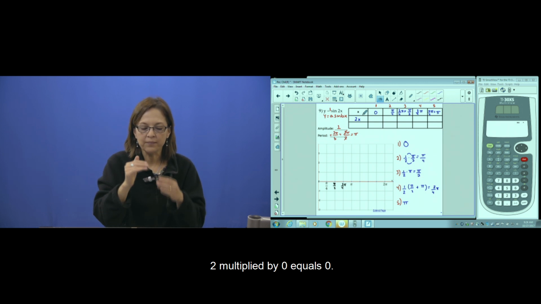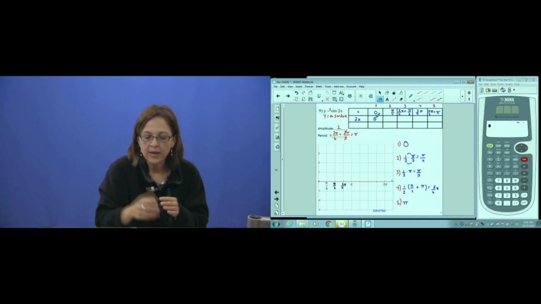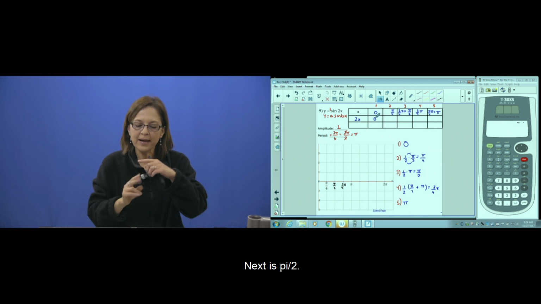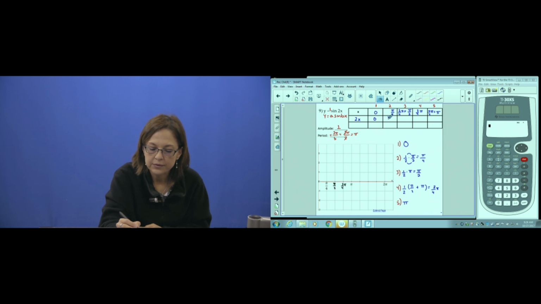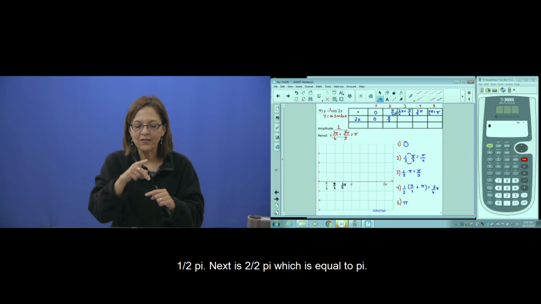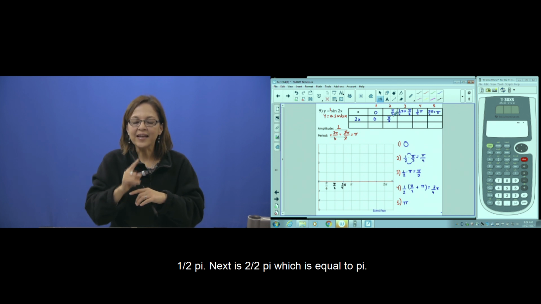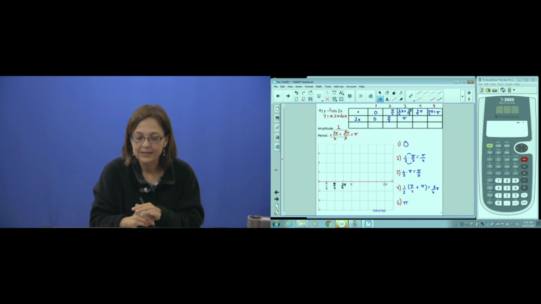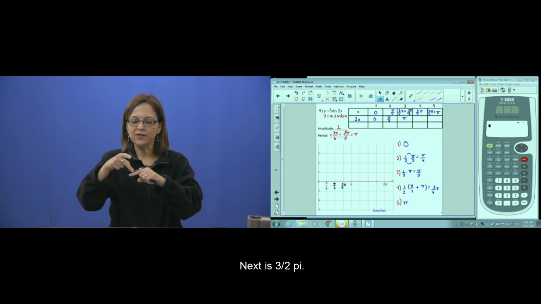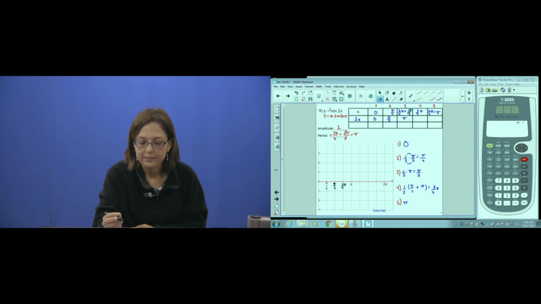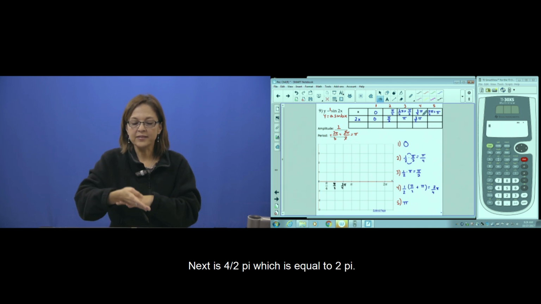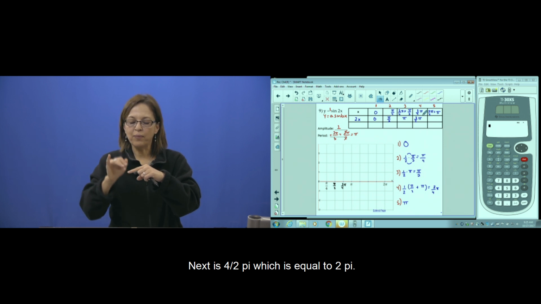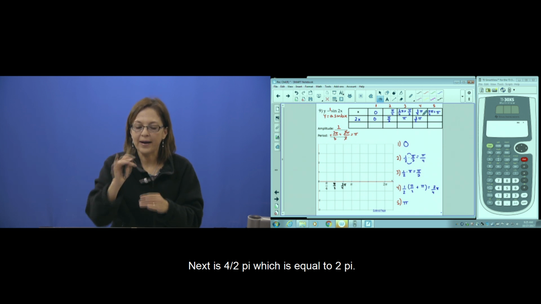2 times 0 equals 0. The next is pi divided by 2. 1/2 of pi. The next is 2/2 of pi equal to pi. The next 3/2 of pi. The next 4/2 of pi equal to 2 pi.